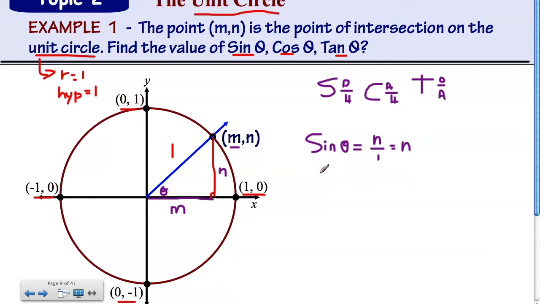Cosine. Alright, so the cosine of theta, which is the adjacent, which is down here, adjacent, which is m, over the hypotenuse, which is 1. And we can just simplify that just to m. And the last one is tangent.